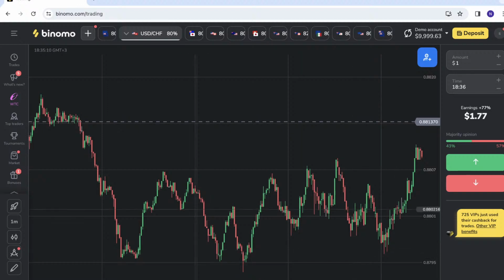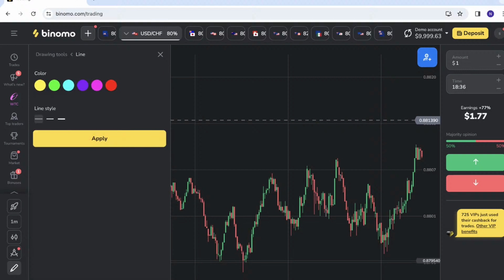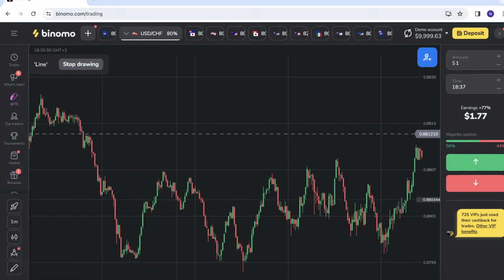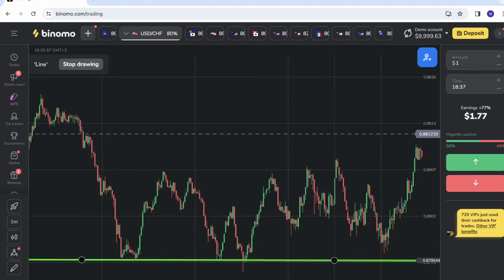By using our drawing tools on the left side, if I click here, we can see the different drawing tools. Today, I will use the line. For support lines, usually I choose green, and I will change the line style. If I click apply, all is ready to draw the support line. By using these minimum points, I will draw my support line.